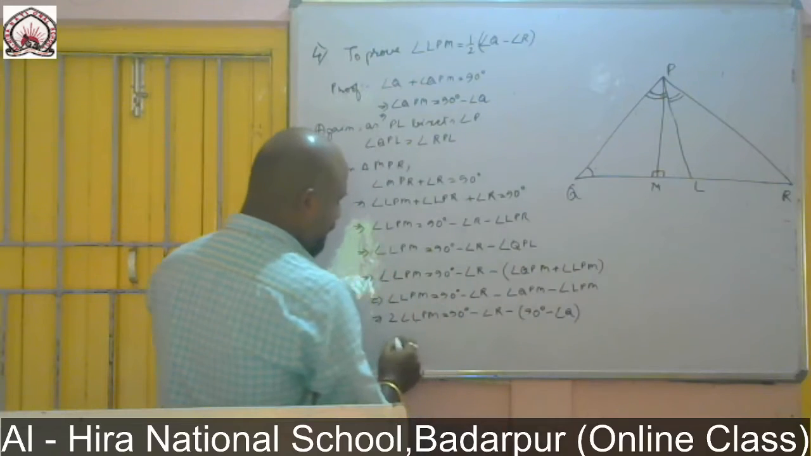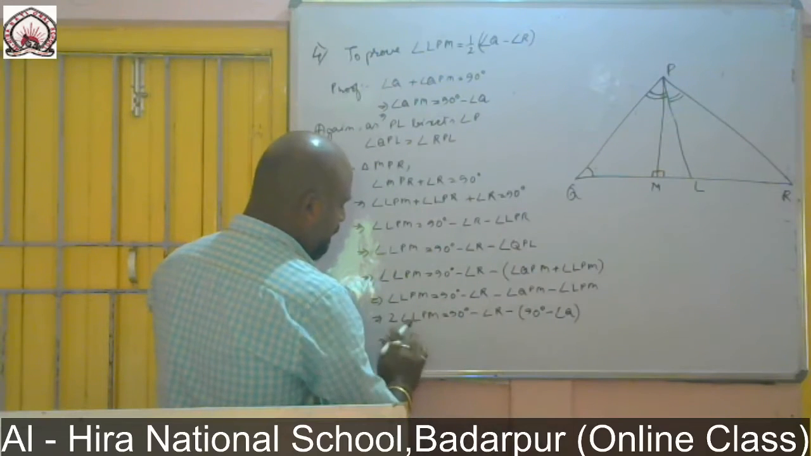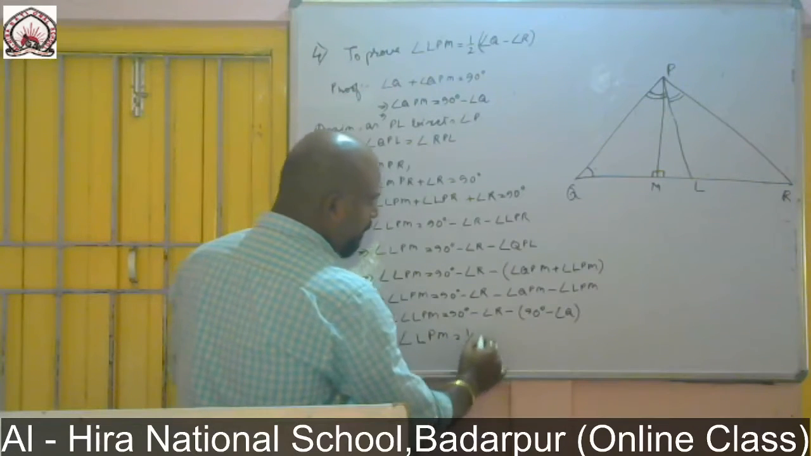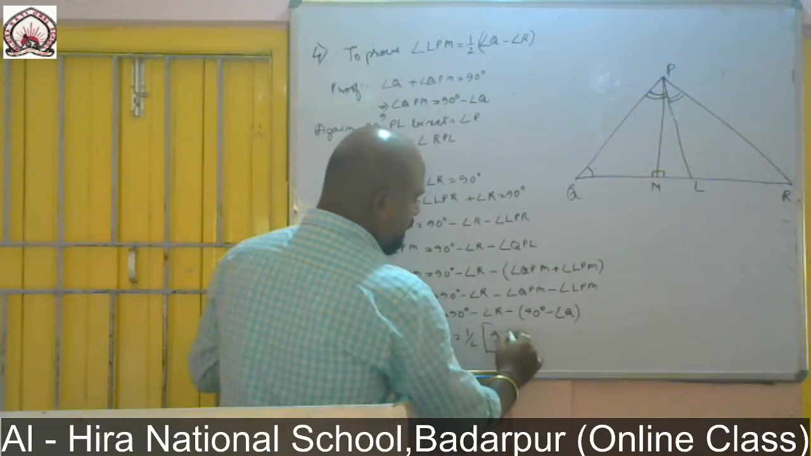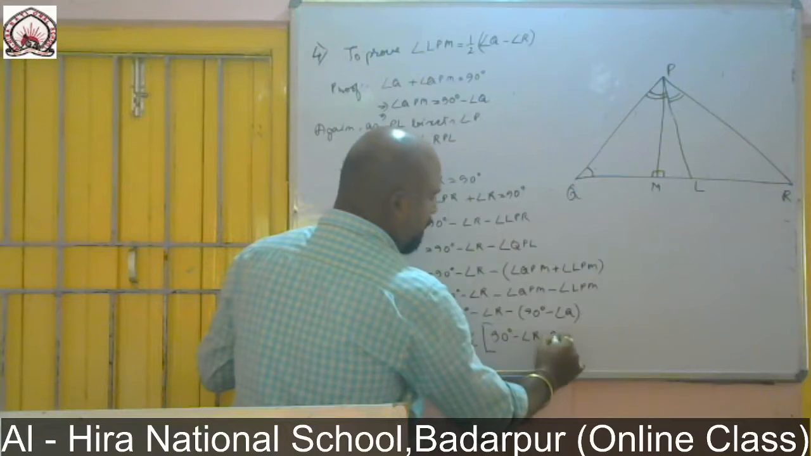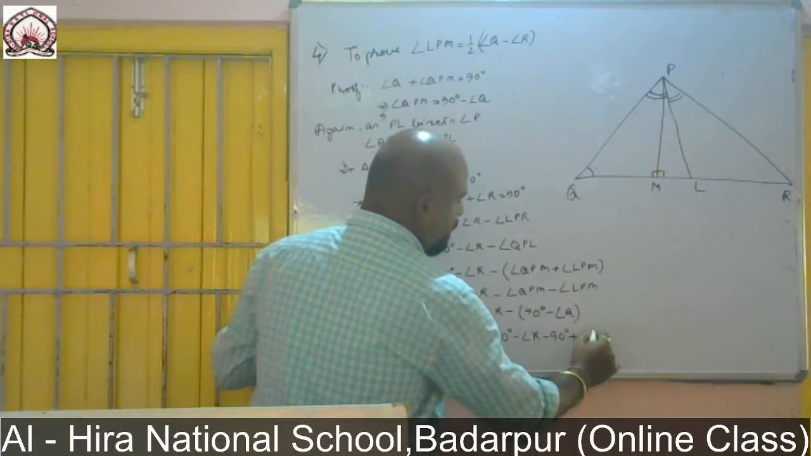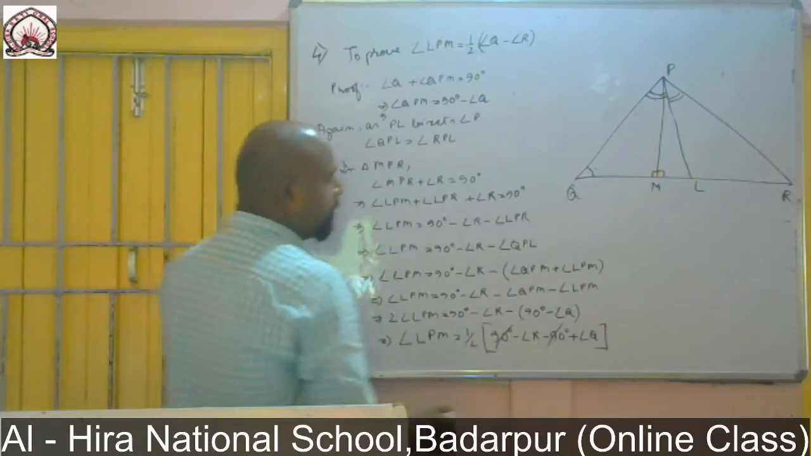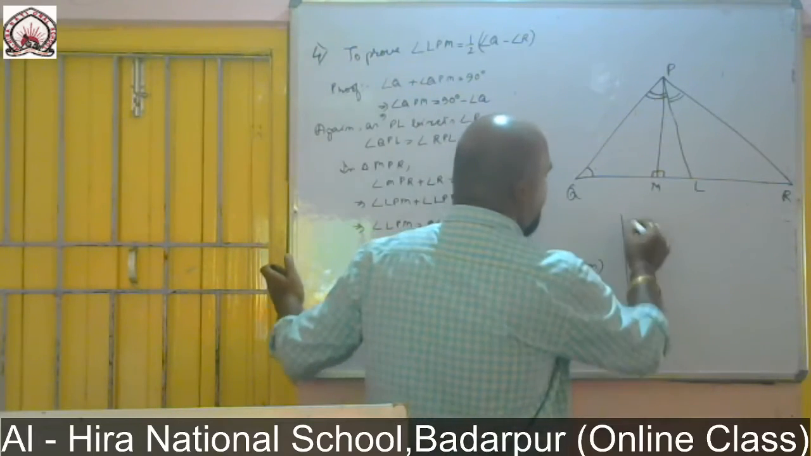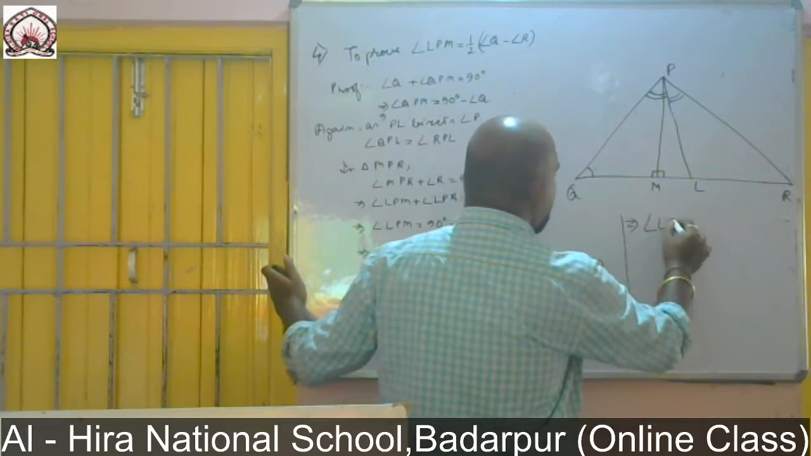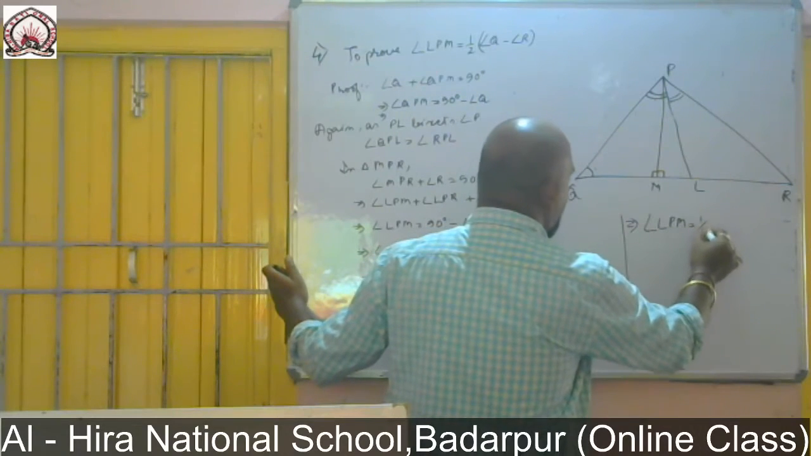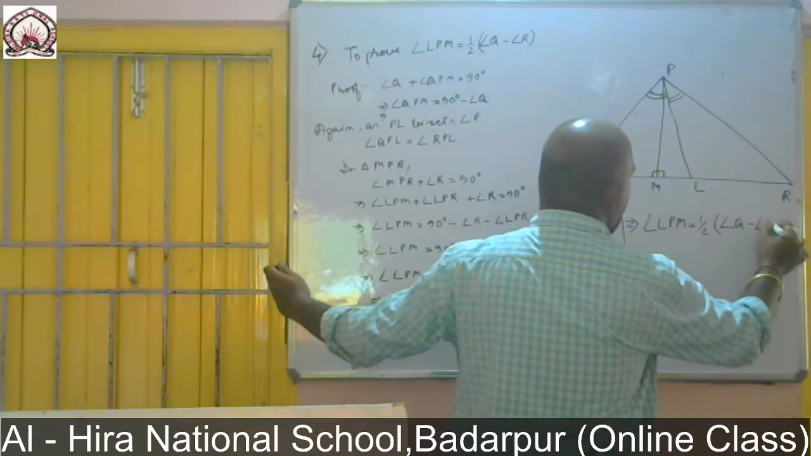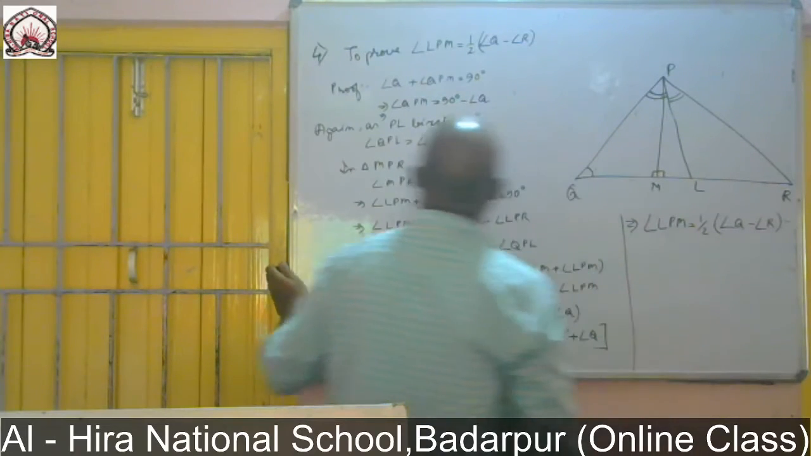Okay. Now, implies angle LPM equal to half of 90 degree minus angle R minus 90 degree plus angle Q. Now, 90 gets cancelled, then what we are getting here, implies angle LPM equal to half of angle Q minus half of angle R.